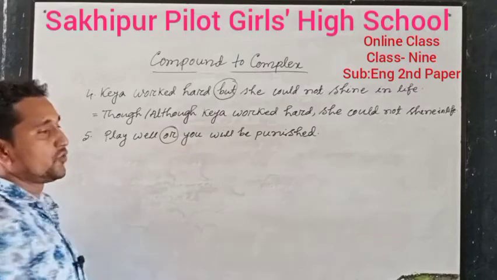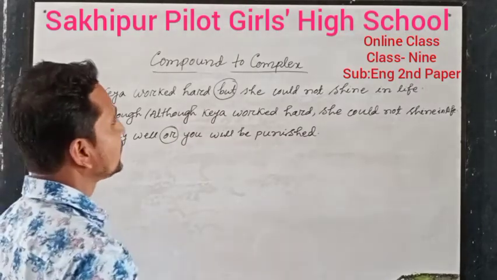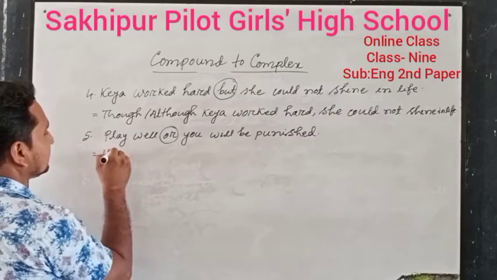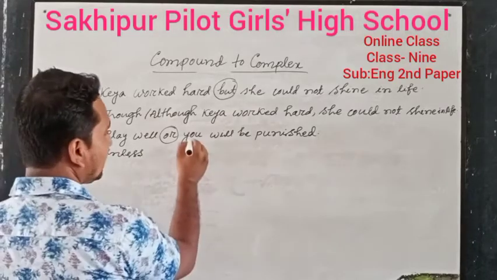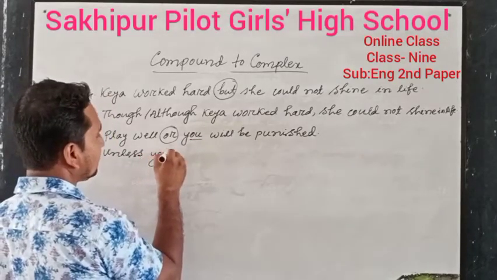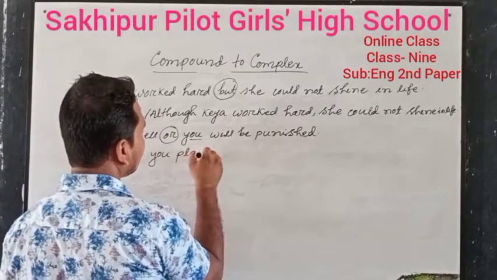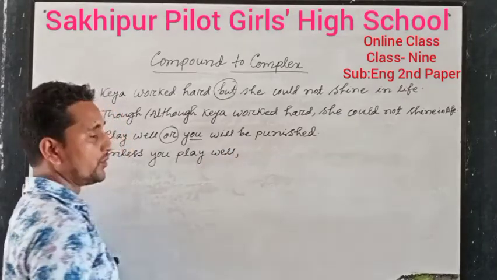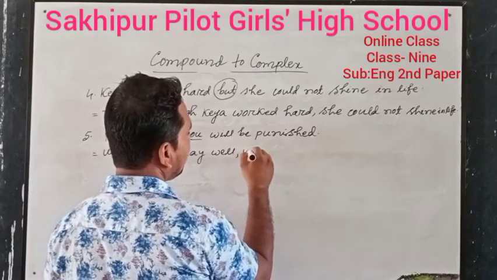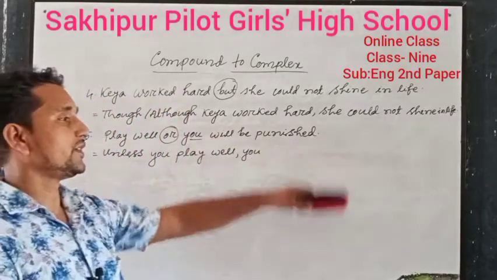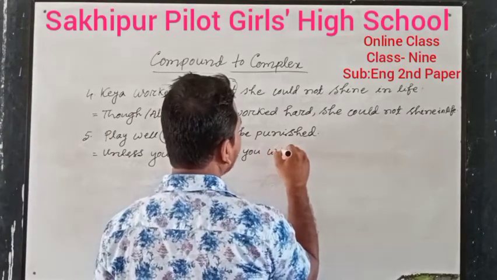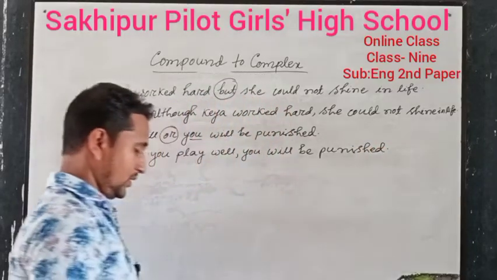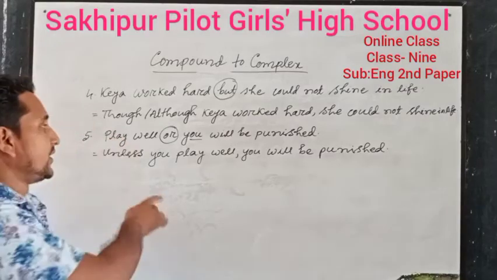If the two clauses are connected with the conjunction or, if we are to change into complex, we have to use unless. Then you have to write the subject of the second clause, unless you. Then the first clause, play well. Unless you play well, then you have to use a comma. Then the pronoun of the subject, you. Then after the subject, you have to write the rest of the clause. Will be punished.